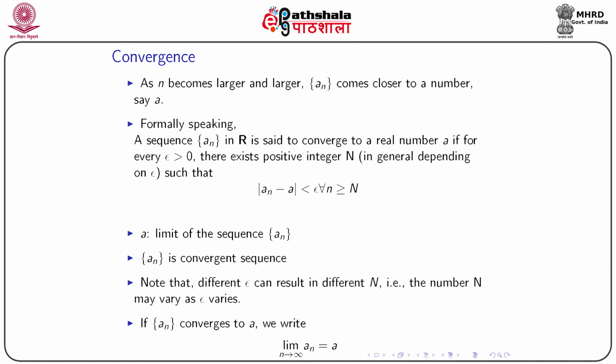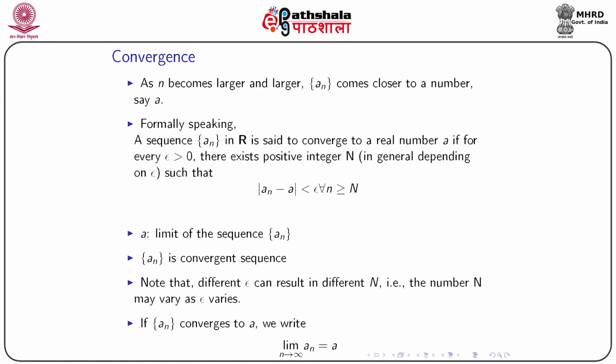Now the formal definition of convergence: a sequence an in R, so we are talking about a real number sequence made from real numbers, is said to converge to a real number a if for every epsilon greater than 0 there exists a positive integer N, in general depending on epsilon, such that whenever small n is greater than or equal to capital N, mod of an minus a is less than epsilon. That means the absolute difference between an and a is less than epsilon whenever n crosses the positive number capital N, and this a is called the limit of the sequence an, and an is called a convergent sequence.